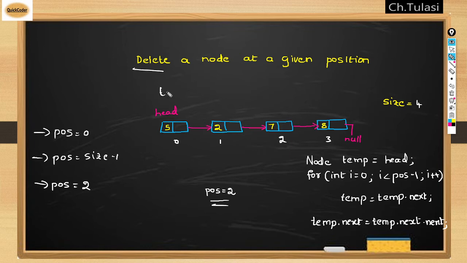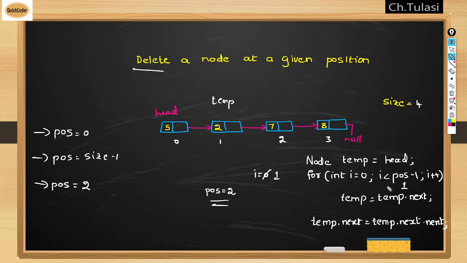Here, first of all, I'm initially taking temp equal to head. Now i is equal to 0 and i is less than position minus 1. Position is 2, so 2 minus 1 is 1. Here my i is less than position minus 1, that is nothing but 1. Is 0 less than 1? Yes. So temp is equal to temp.next, meaning temp will move to the next node. And again, i will be incremented by 1.